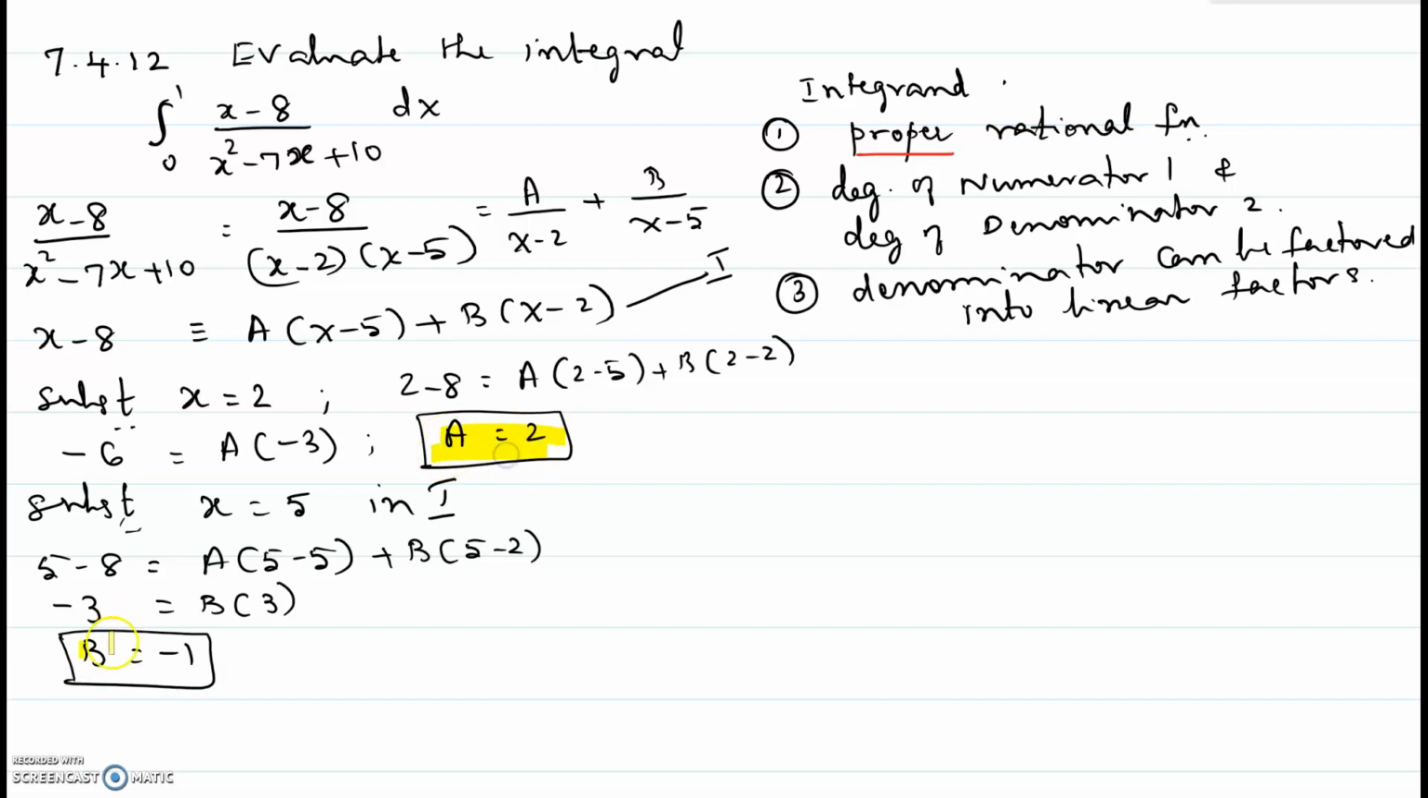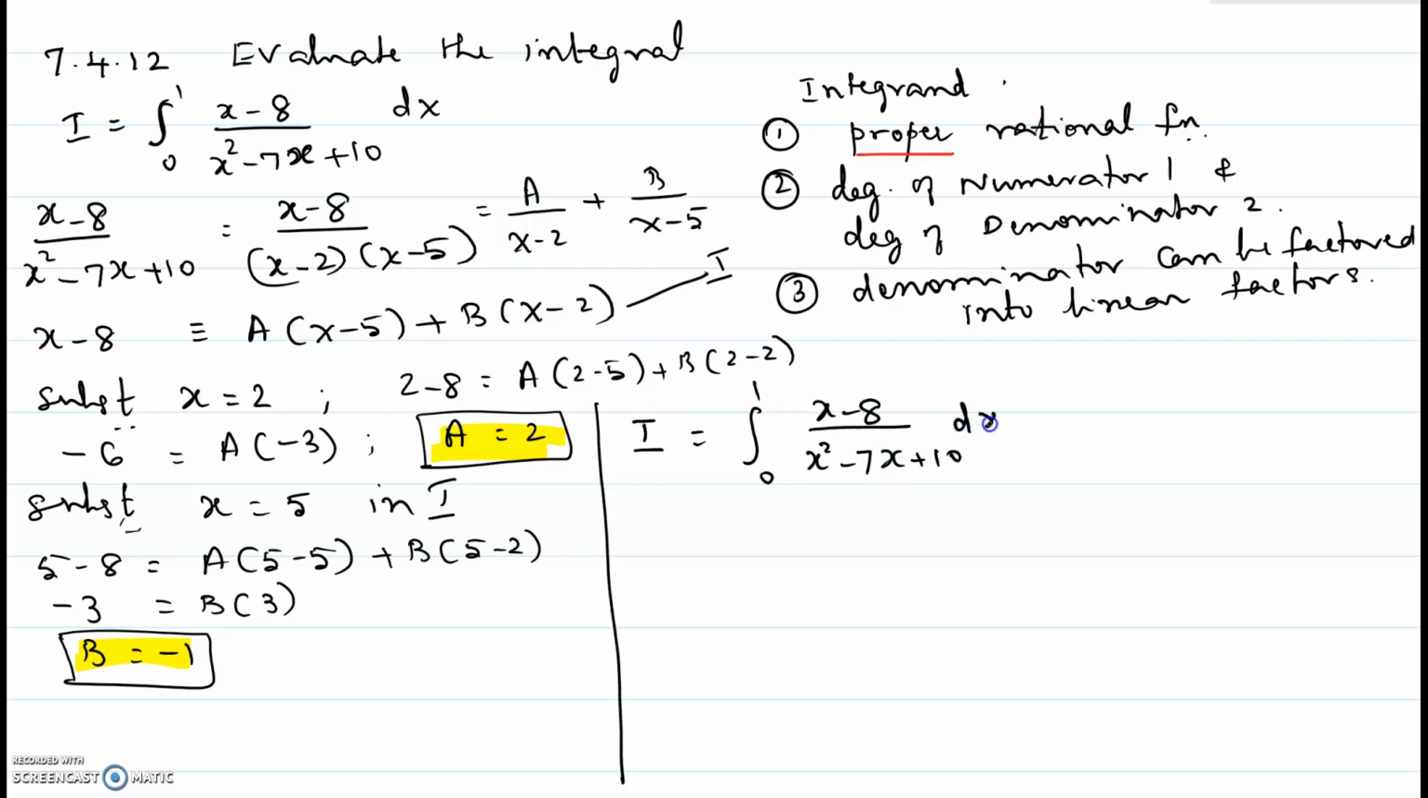We will use A and B at the last step. After all, they are constants. So we will come back to our step I. I is the original integral. I'm going to call the integral which is getting evaluated here I, which is the usual convention in all these problems. That is the integral from 0 through 1 of (x minus 8) over (x squared minus 7x plus 10) dx, which is the integral from 0 through 1 of A over (x minus 2) plus B over (x minus 5) dx.